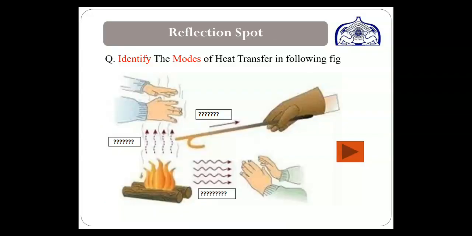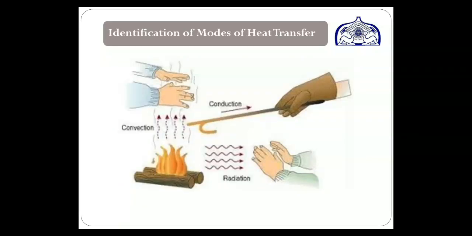Now here is one reflection spot for you. Identify the modes of heat transfer in the following figure. Pause the video and try to answer it. Now I hope you have answered. So let us see the answer. So, identification of modes of heat transfer: the rod is kept in the fire and the heat generated at one end gets transferred, and heat is felt at the other end. That is called conduction. This is due to conduction.